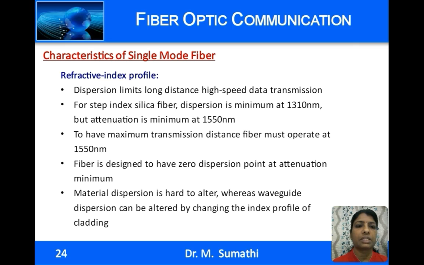Material dispersion is a function of the material composition, and waveguide dispersion is a function of the core radius, the refractive index profile, the relative refractive index difference, and so on. So it is hard to alter the material dispersion, but it is easy to alter the waveguide dispersion. Therefore, the dispersion is altered by keeping the material dispersion as it is and altering the waveguide dispersion.